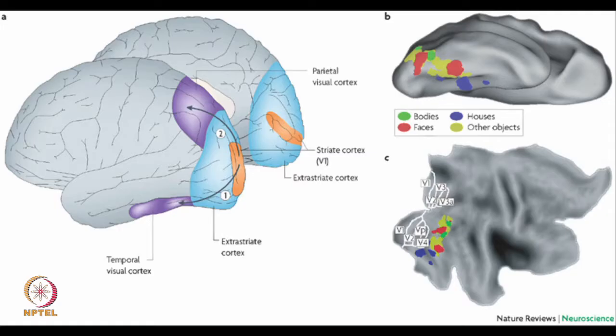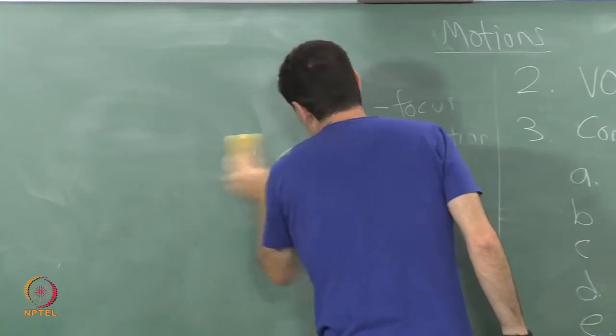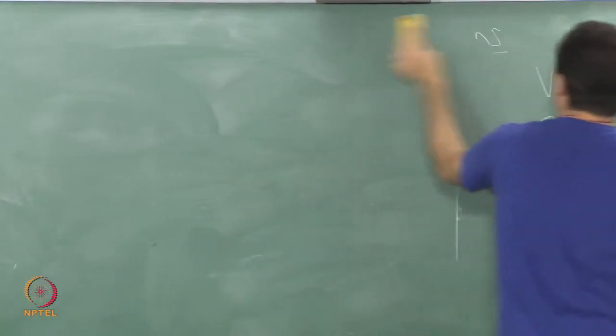Next topic I have is depth perception. I will go a little bit into that. This is covered in chapter 10 of the Mather book. Depth perception is a very important topic for virtual reality, right?